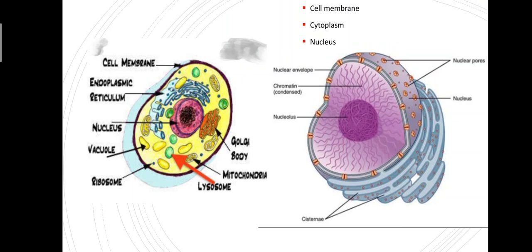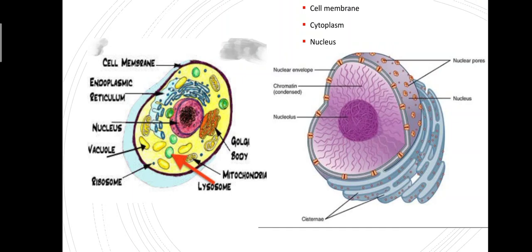What is the function of the cell membrane? It is porous and it allows the entry and exit of some substances. The cell membrane is a two layered membrane.